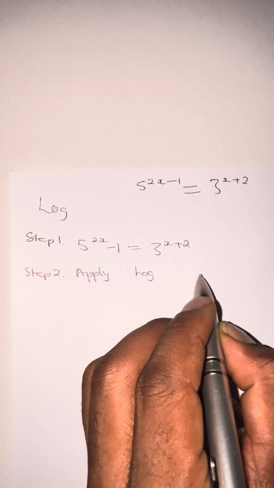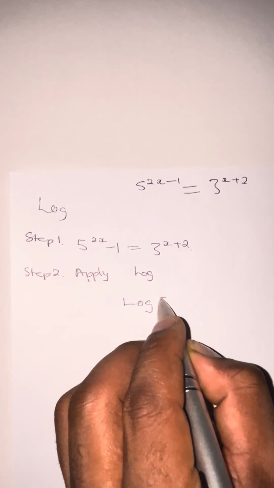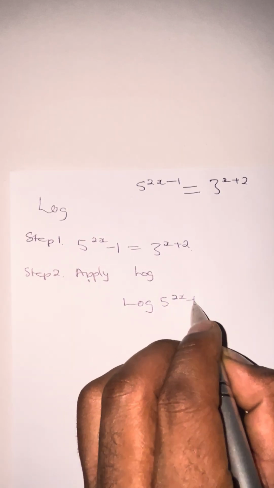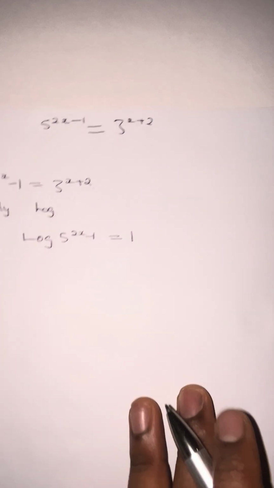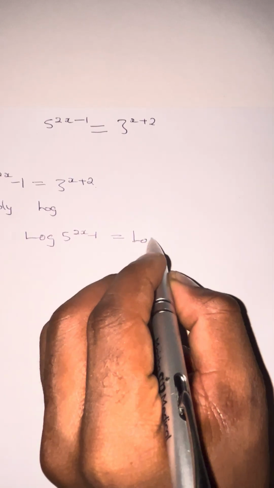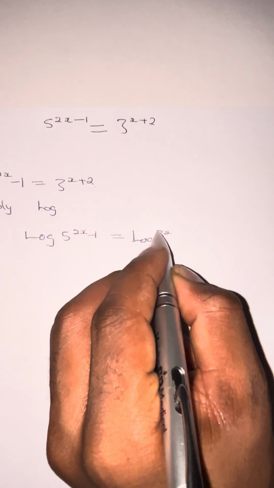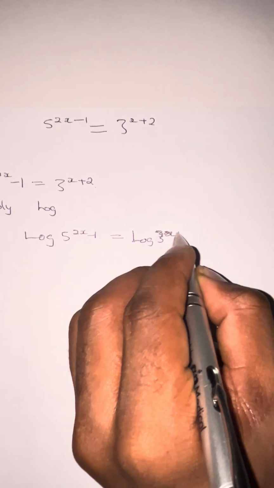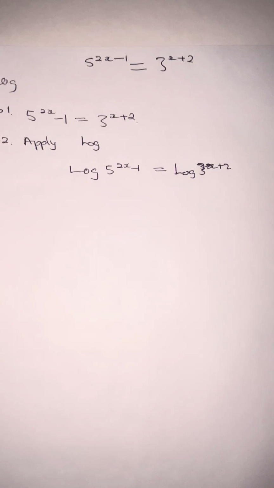So how do you apply log in this situation? We say log of 2x minus 1 is equals to log of 3x plus 2. Okay, so how do we solve this?